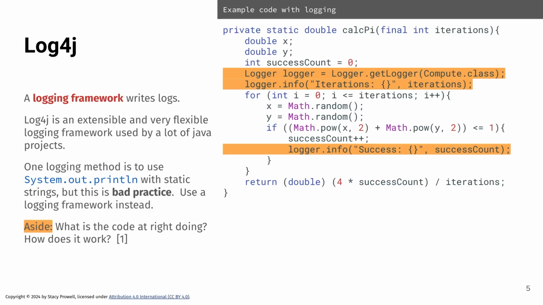So let's consider the code over on the right. What's it doing? So in this case, it is calculating the value of pi. We give it a number of iterations, and then it performs that sequence of iterations to try to converge toward the value of pi. And you can see we go and get a logger. We then write out the number of iterations. Each time through, we write out the success count. And that lets us later on see what's happening as we try to converge toward the correct result.